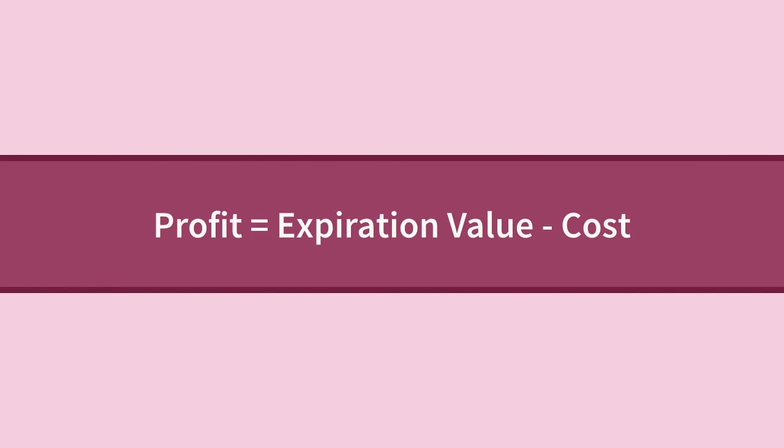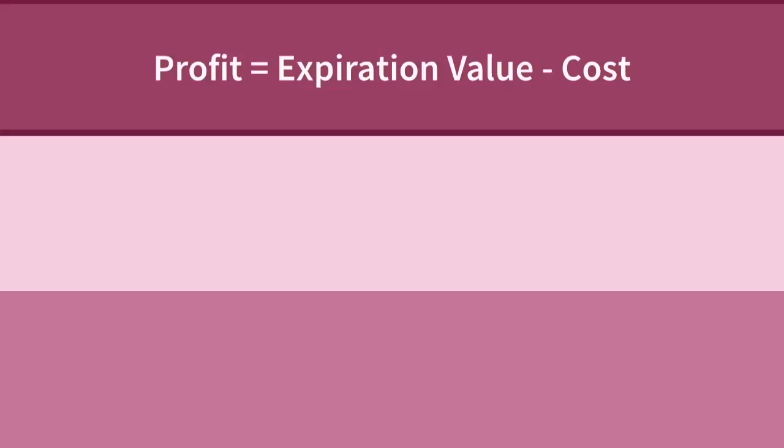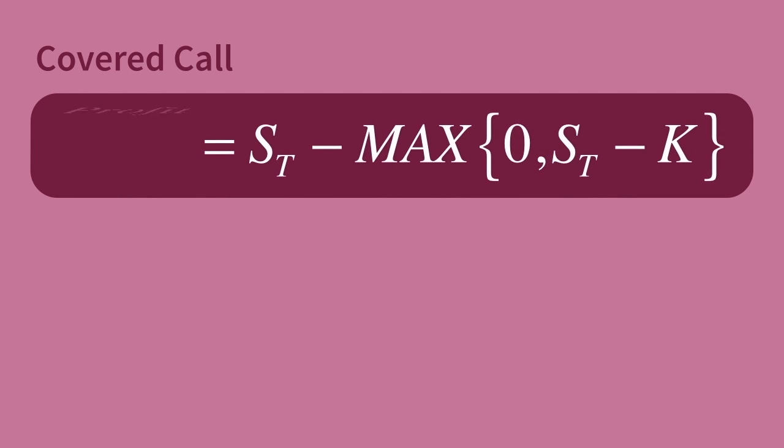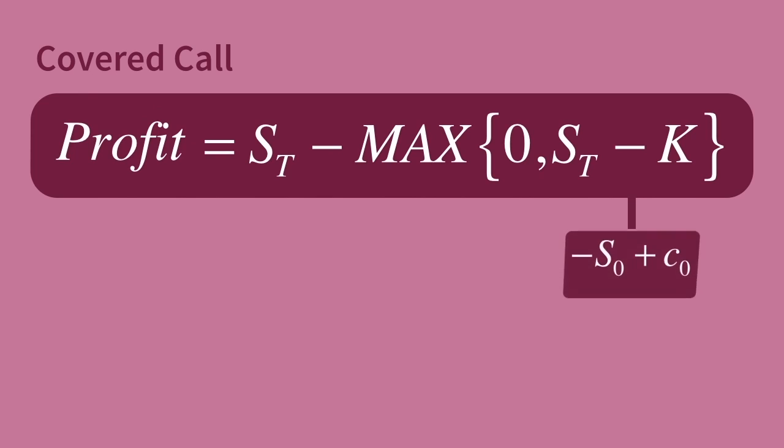Just like the previous video, the profit of these positions is based on the difference between the expiration date value and the initial cost. With a covered call, we simply take the expression we have for expiration date value and account for the cost of putting together that position, which would mean the purchase price of the underlying asset and the initial premium of the option, which we receive because we are short the option.